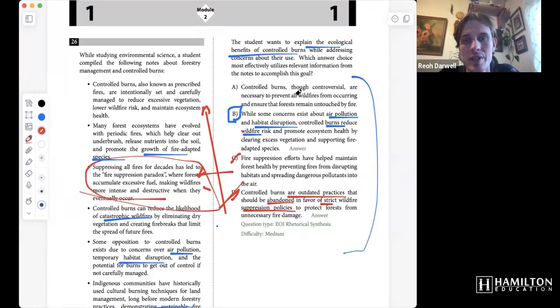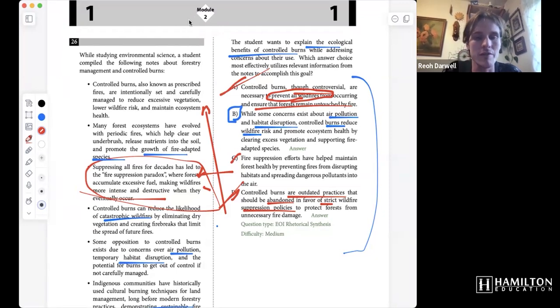Finally, A, we see that they're controversial, but here there's an extreme distractor. All wildfires from occurring and ensure that they remain untouched by fire. That's too extreme, not supported in the text. So just make sure that your text supports your answer and your answer answers the question. And that's how we get our correct answer of B.